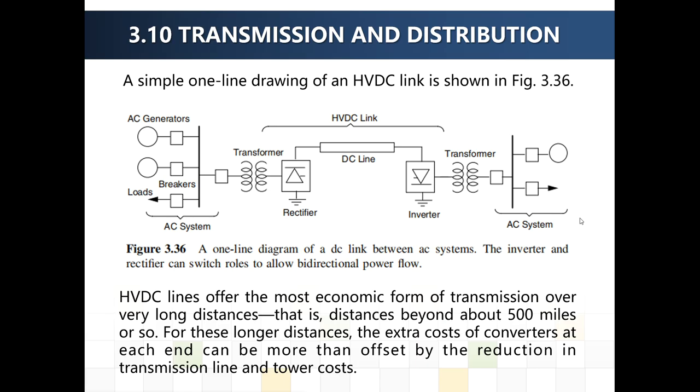HVDC lines offer the most economic form of transmission over very long distances. The distance should be beyond 500 miles and above. For this longer distance, the actual cost of converters at each end can be more than offset by the reduction in transmission line and tower losses.